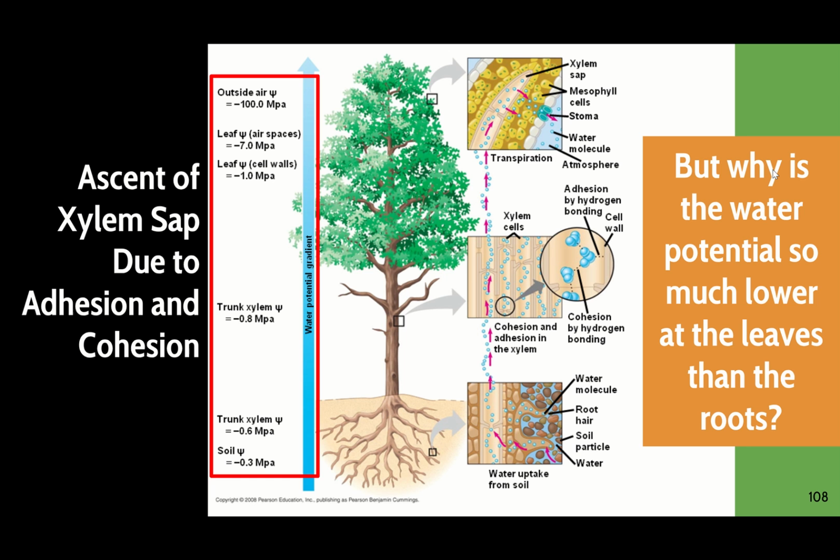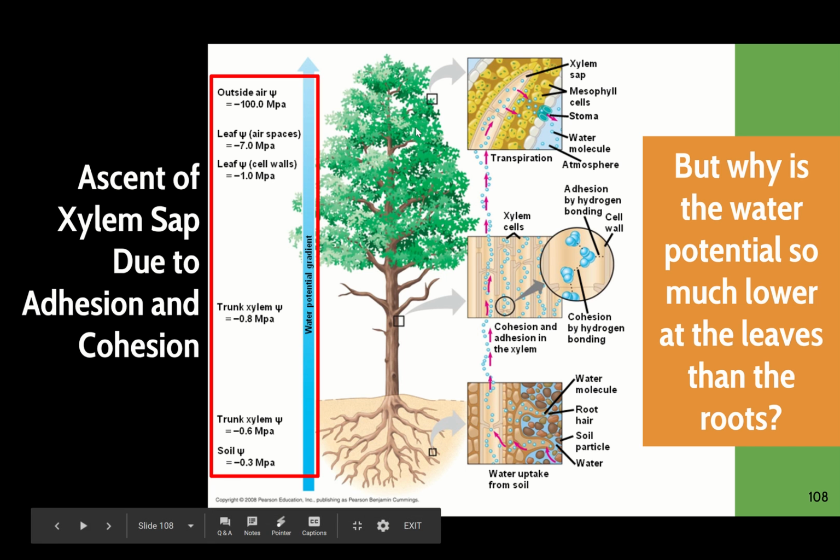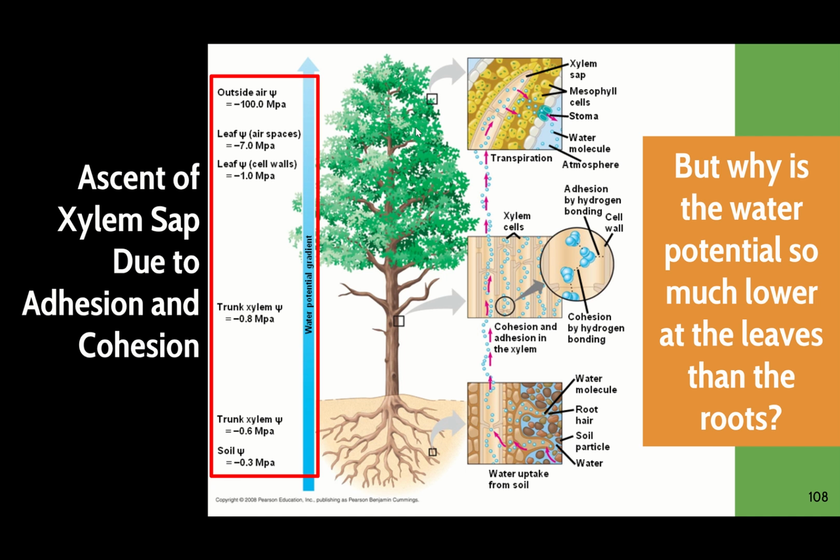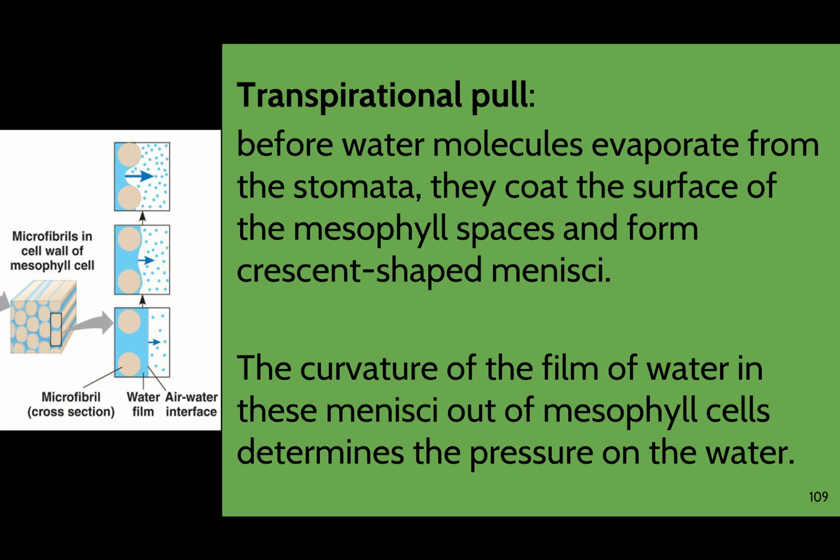But why is the water potential so much lower at the leaves than at the roots? Now, this is going to be a little bit more complicated, so buckle up and get ready for some fun water potential stuff. This is because of transpirational pull.